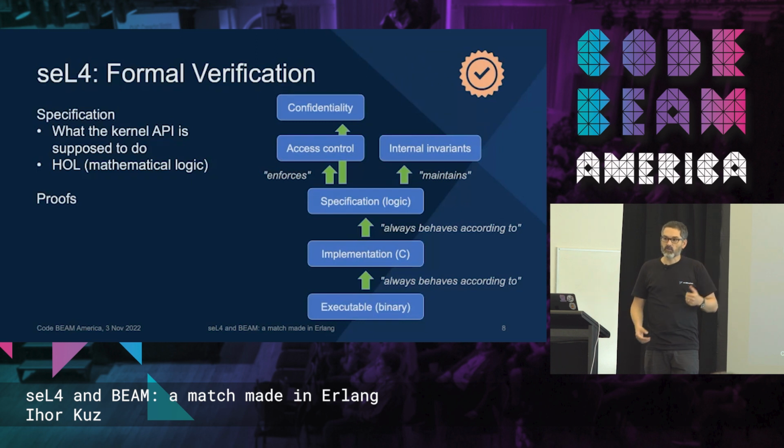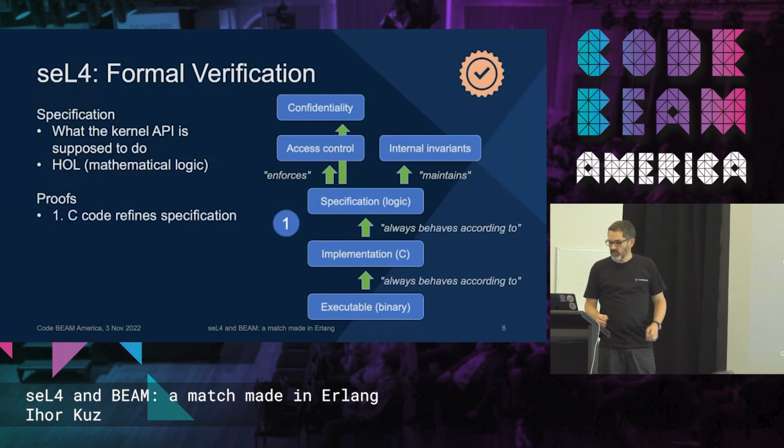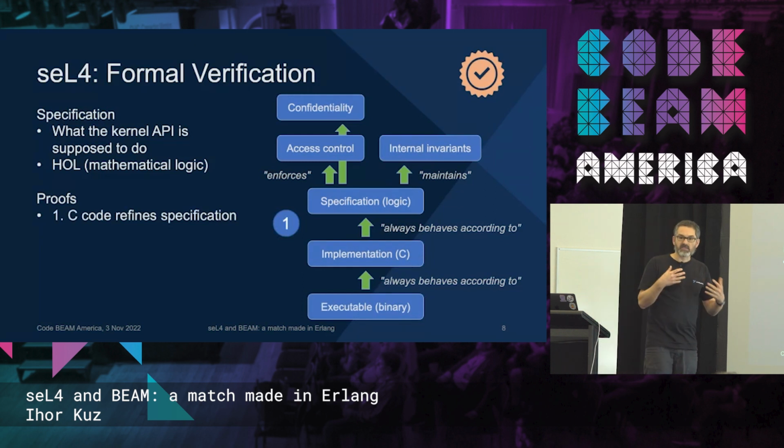So this is written in a formal logic. And then we have proofs about that specification. There's three important types of proofs that it has. The first is that the C code refines the specification. So the kernel is not written in higher order logic, it's written in C, right? A low-level programming language.